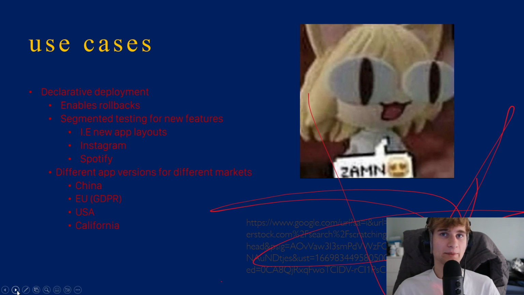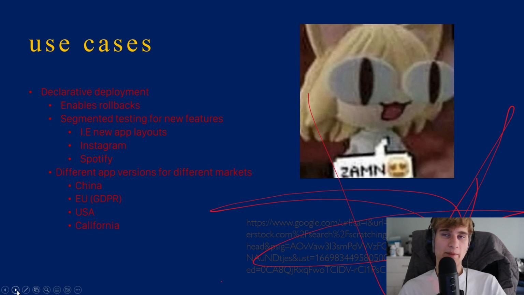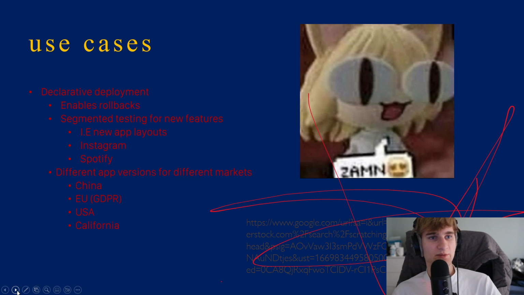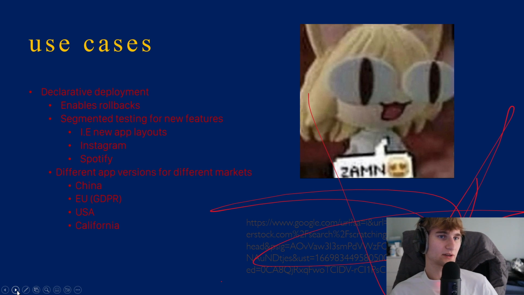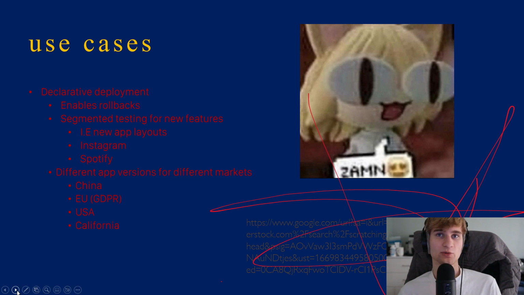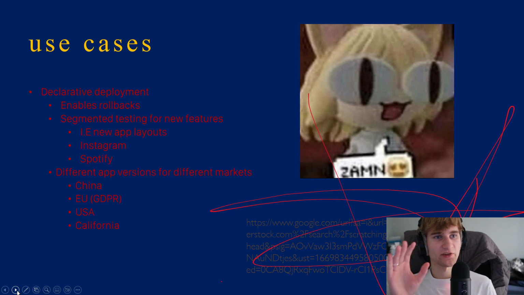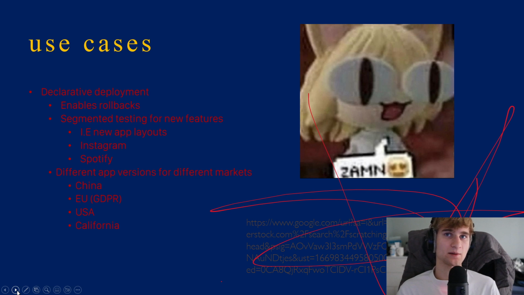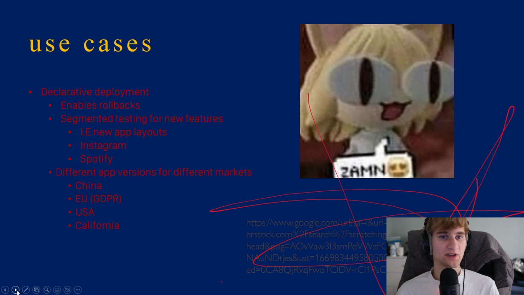It also enables apps to have different versions for different markets. For example, an app from China would have to be significantly retooled to work in the European Union, United States of America, and even California, because they have some interesting laws around consumer protection. So declarative deployment lets you have different segmented apps for different regions and different user bases, and enables maintaining, updating, and recompiling all of them to be very easy.